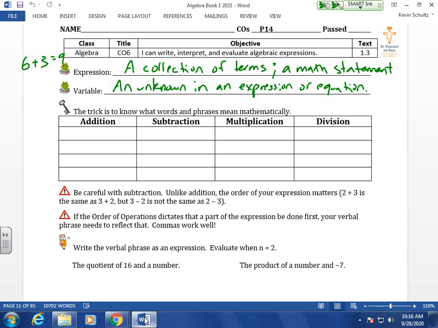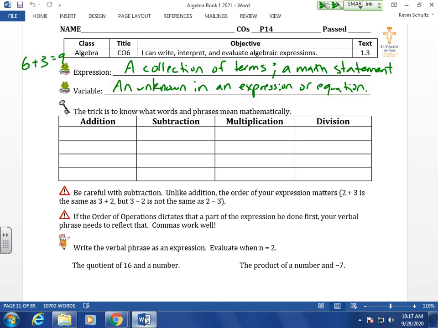As Drew said, it's usually a letter, most commonly X, N, Y, something like that. But it can also be a symbol. It can just be like an empty space, okay? But it's an unknown. It's what we're trying to find. In science, the variable is what we're changing, right? In an experiment, you have to list all the variables, things that can change, things that aren't constant, okay? So it's an unknown thing.